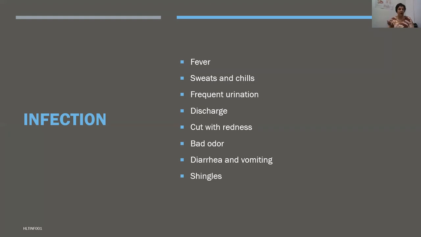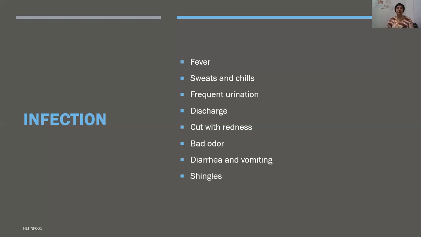Obviously, diarrhea and vomiting is a high infection risk as well. If you've had a spell of diarrhea and vomiting, you're not allowed to work for 48 hours, 2 days. You're not allowed to go back into the aged care home for 48 hours, so you have to stay home for 2 days.